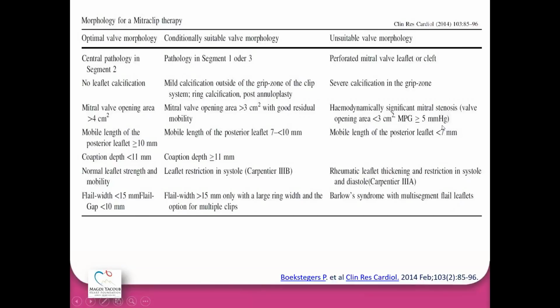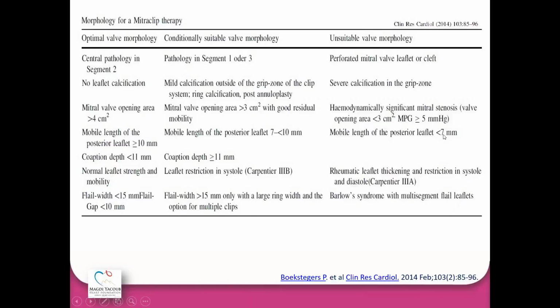The hemodynamically significant mitral stenosis, because we are creating stenosis, so we shouldn't have a valve opening area of less than 3 centimeters square to start with, or a mean gradient of more than or equal to 5 millimeters of mercury, the diastolic mean gradient of the mitral valve. The mobile length of the posterior leaflet shouldn't be less than 7.